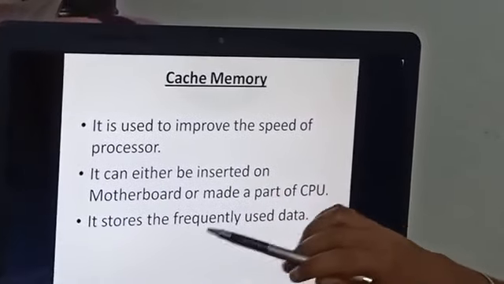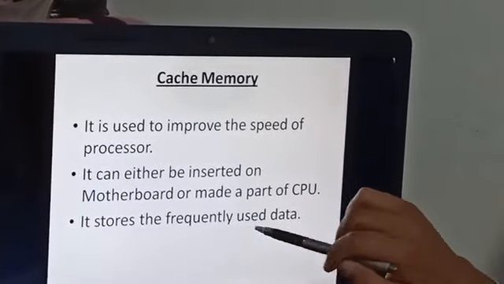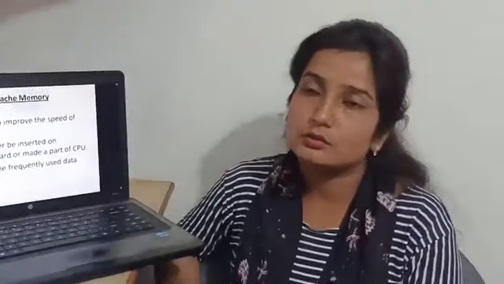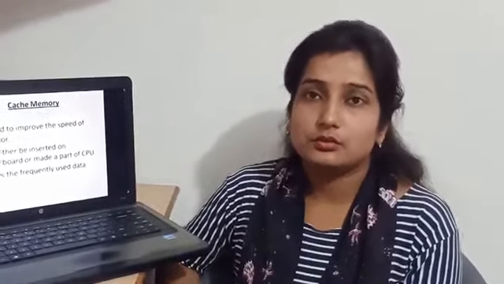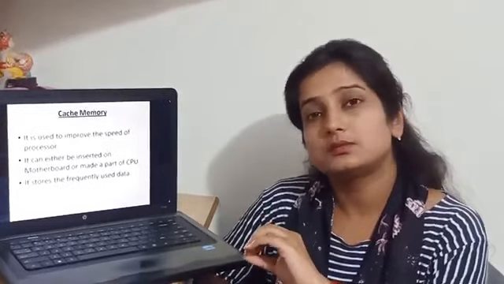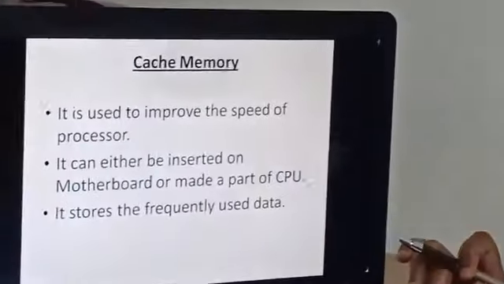So here it is written, it is used to improve the speed of the processor. It can either be inserted on the motherboard or be a part of your CPU. It stores the frequently used data. It only stores the frequently used data; it does not store all your data. It only stores the data the user is using again and again. That data is stored in the cache so that the speed of your processor gets increased. So this is the cache memory.